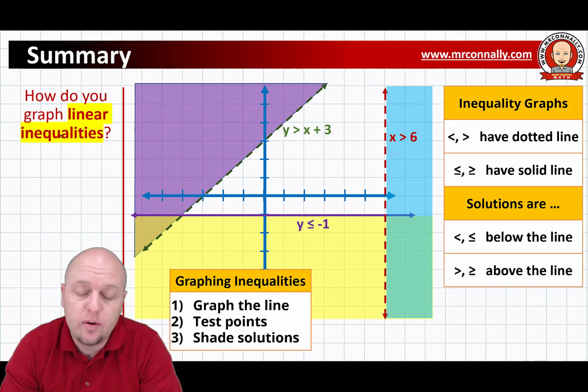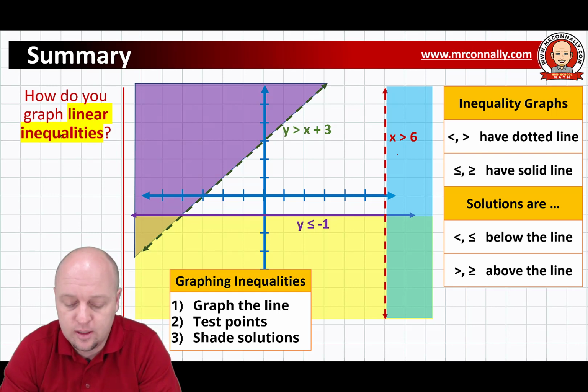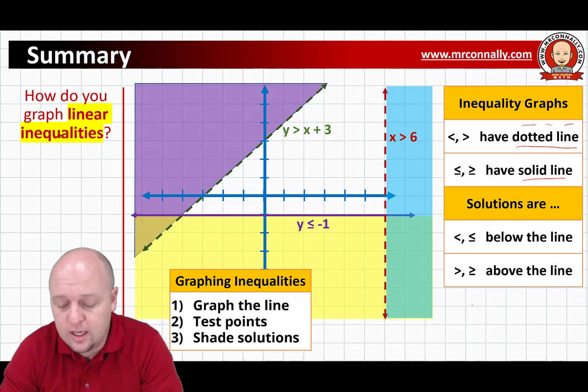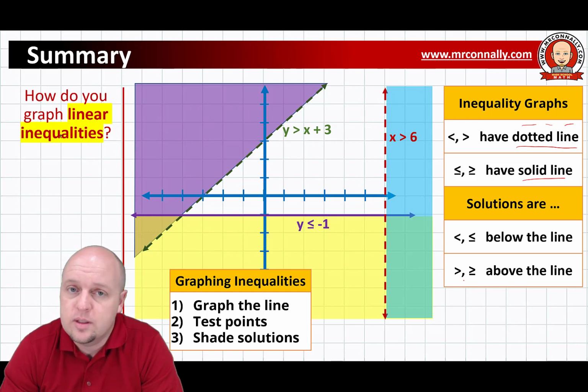Okay, summary. How do you graph linear inequalities? First step, we graph the line. We test the points above or below the line, or the left and the right, depending on the line. And then we shade the solutions. Remember, if you're using greater than or less than, you have a dotted line. And if it's less than or equal to or greater than or equal to, use a solid line. Solutions are below the line if it's less than or less than or equal to, and if it's greater than or greater than or equal to, the solution set is above the line. Okay, you can always test the points to make sure that they work if you can't remember.